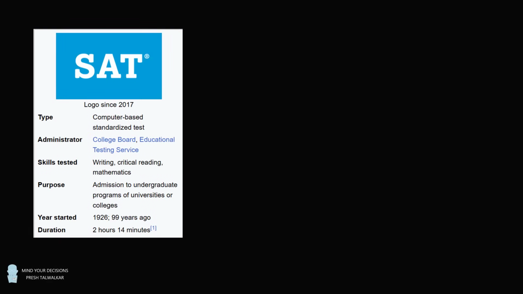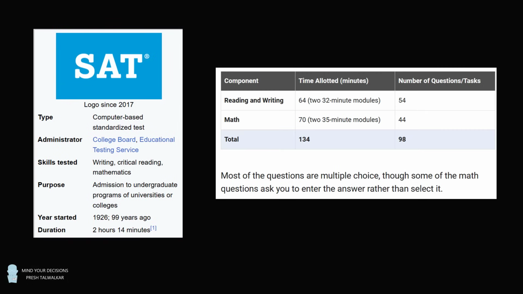The S.A.T is a standardized test in America used for college admissions. The test is broken up into two main areas. One is a test of reading and writing, and another is a test of math. The entire exam takes a little bit over 2 hours, and there are 100 questions.